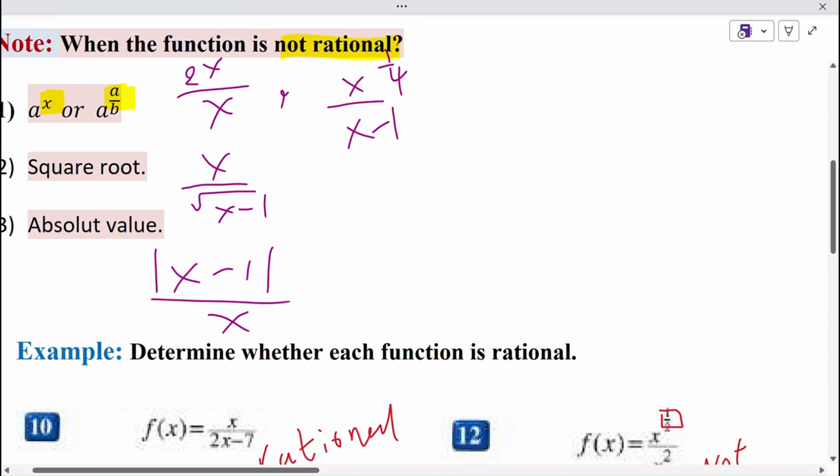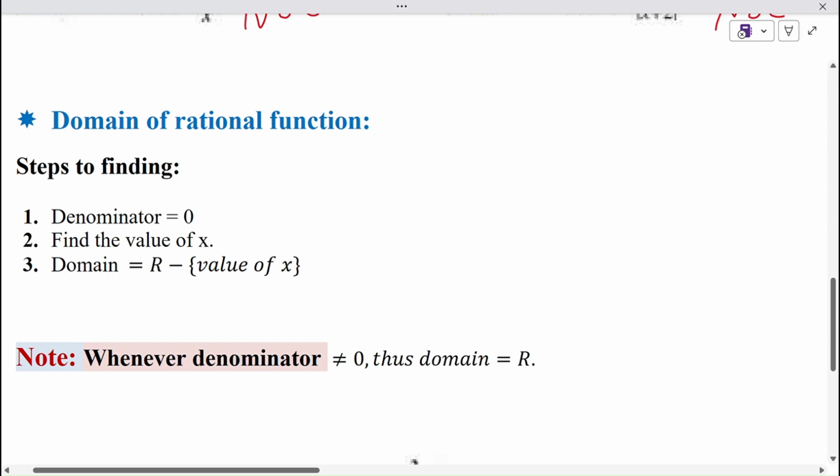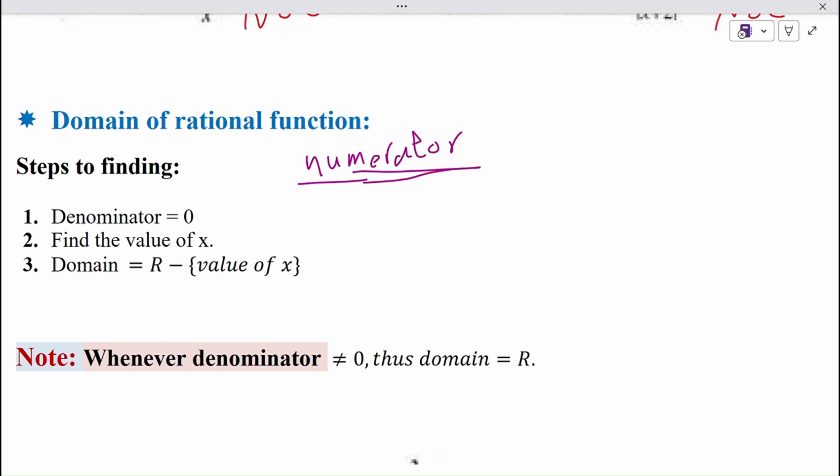What about the domain of the rational function? Steps to finding the domain. Here we have 3 steps. If you know these 3 steps, you can find the domain in an easy way. At the first, you have to find the denominator, then set it equal to 0. What is the denominator? Guys, if you have a fraction, the top of the fraction is called the numerator, and the under part of the fraction is called the denominator. So at the first, to find the domain of the rational function, just set this denominator equal to 0.